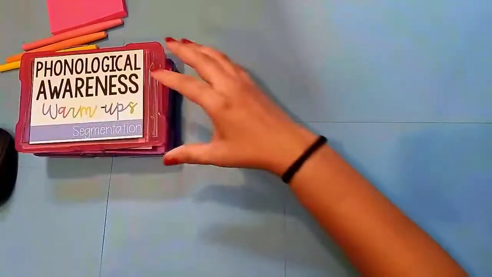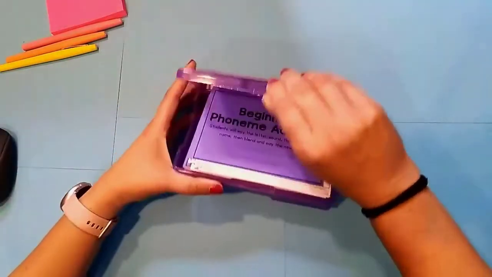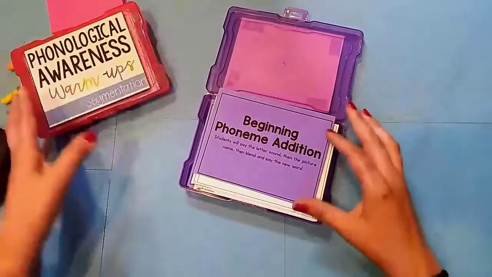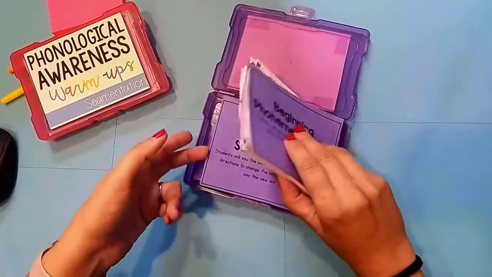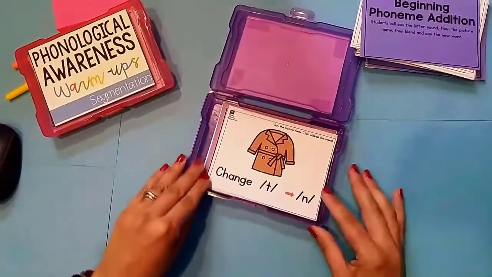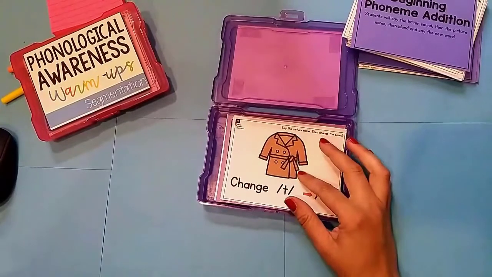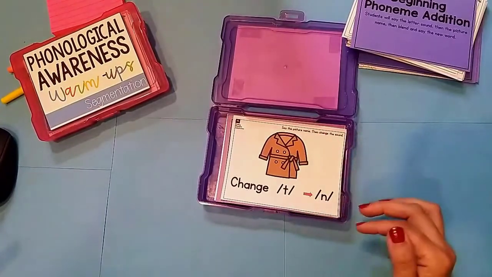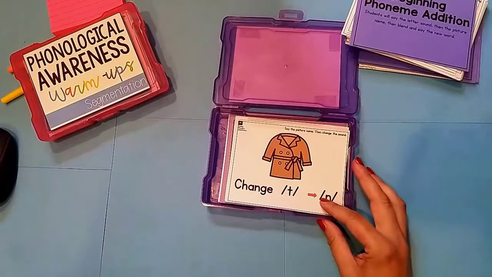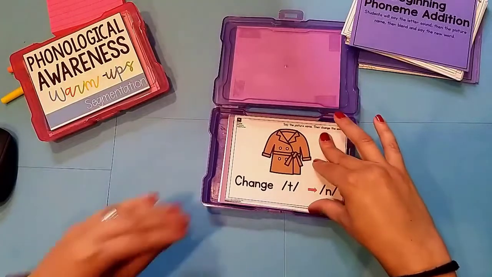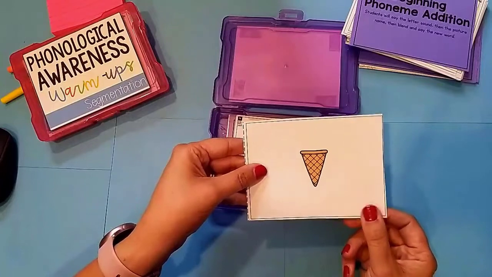I just wanted to show you some of the manipulation cards here. Oh wait, I'll show you these too. So, beginning phoneme addition, and then this is really fun: change the t in quote to n. You might need to help them a little bit with this, especially since you have the letters in there. But by the time they're ready for this activity, they can probably read this independently. So they can change the t in quote to n, and then when they turn it to the back, they'll find the answer.